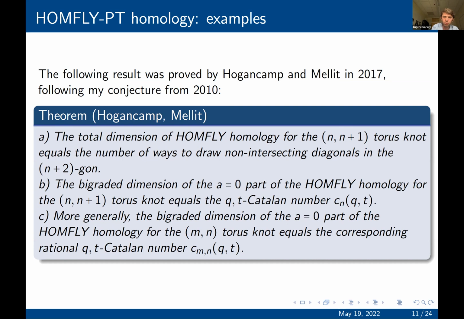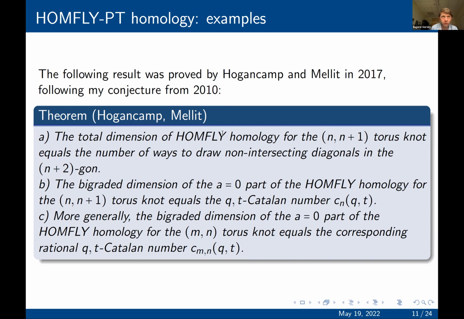In particular, if you look at the bottom row, the A degree 0 part of HOMFLY homology, this is equal to the so-called QT Catalan number, which I will define on the next page. More generally, the bigraded dimensions of the bottom row are given by the so-called rational QT Catalan numbers, which can be defined for any m and n, so for any torus node. In principle, they have a more general result describing higher levels, but it is a bit more technical and hard to phrase. But I think the outcome of this theorem is that we actually know how to compute HOMFLY homology for all torus nodes.